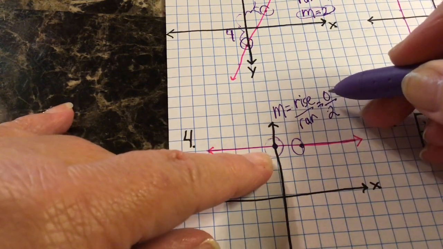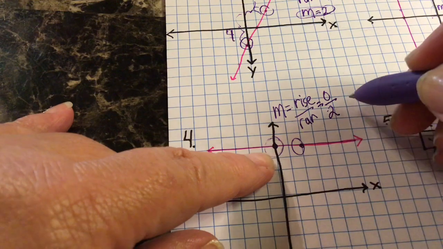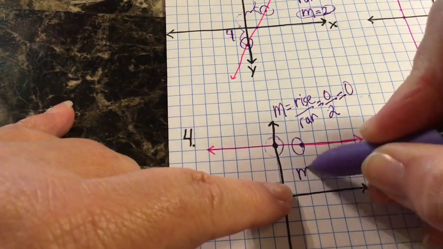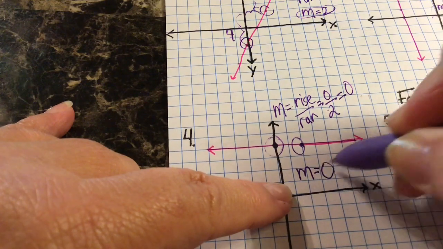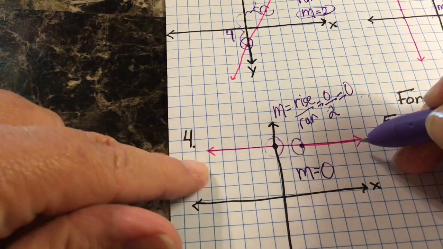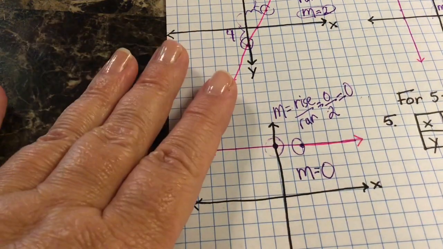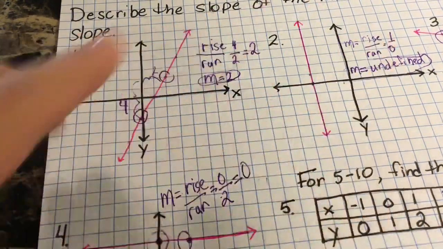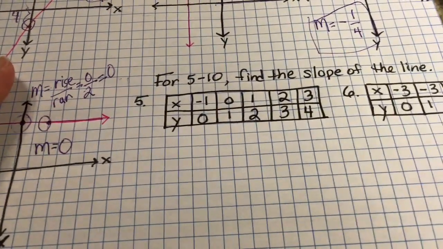Can you find an answer to 0 divided by 2? Yes, that answer is 0. So the slope of this line, which is a horizontal line, is 0. All horizontal lines have a slope of 0. All vertical lines have a slope that's undefined. Now let's go on to if you have a table.